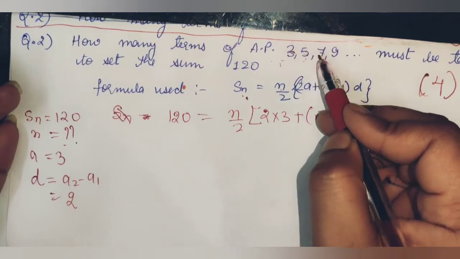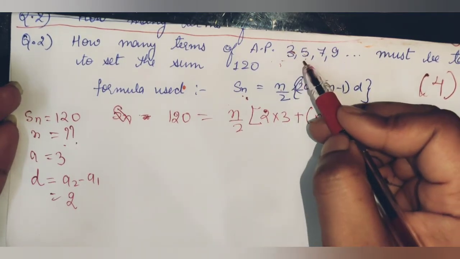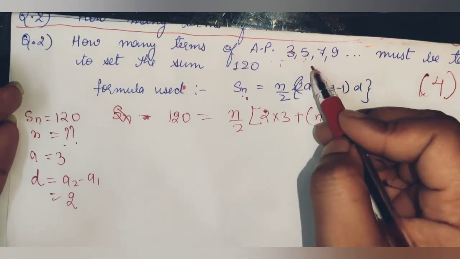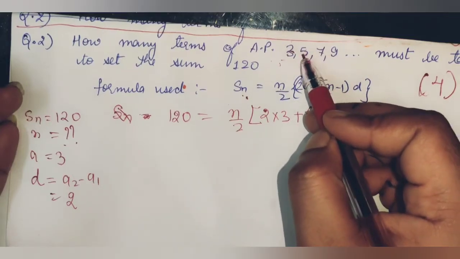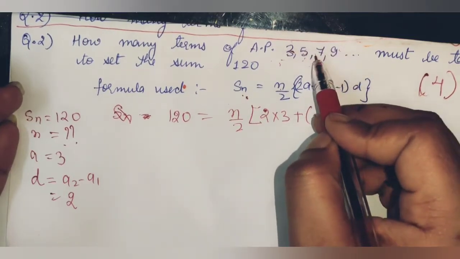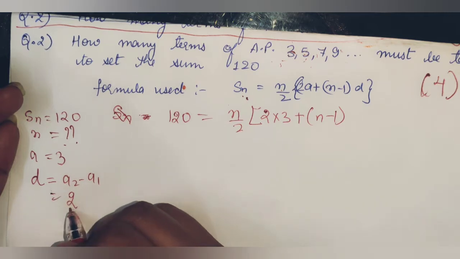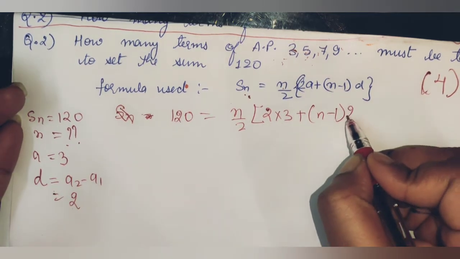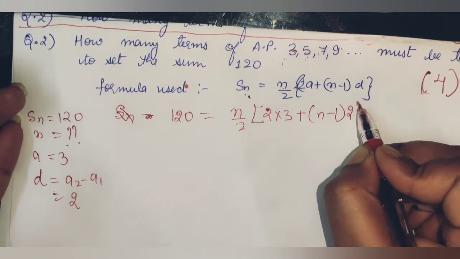Also, if you want to check whether it is an AP, if you have any confusion or whether the question is right or wrong, you can check 7 minus 5 is also 2, 9 minus 7 is also 2. So d is clearly 2. So I am writing d is 2.